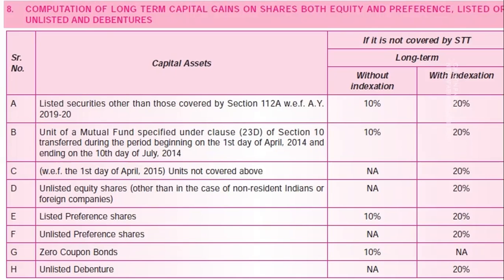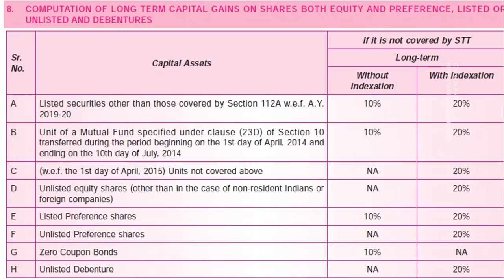Unlisted equity shares. Non-resident, I'm covering in the next slide. Unlisted shares, I'm selling equity shares held for more than 24 months: no indexation would be available at 10%, only with indexation at 20%. Preference share, not listed: 10% without indexation, 20% with indexation. Unlisted preference share. Listed preference 10, 20; unlisted always at 20.